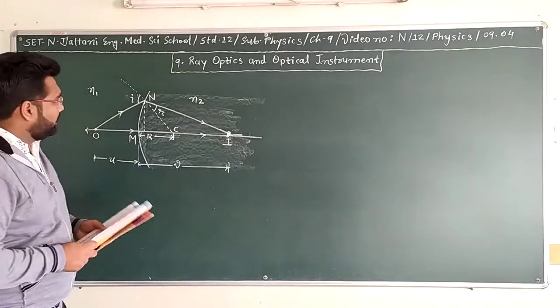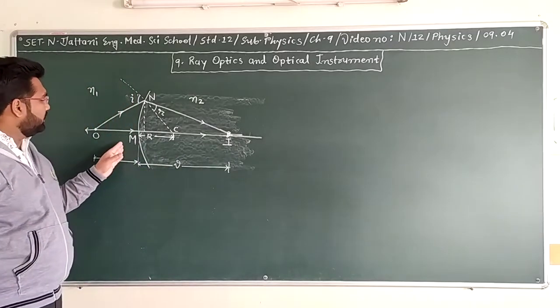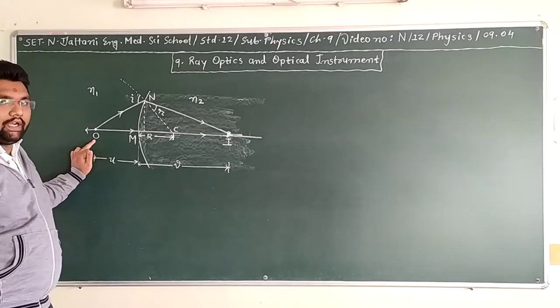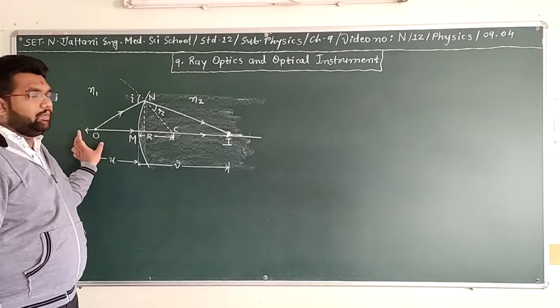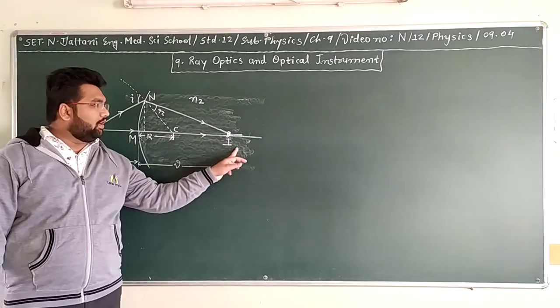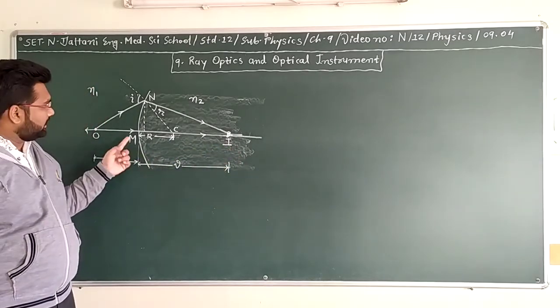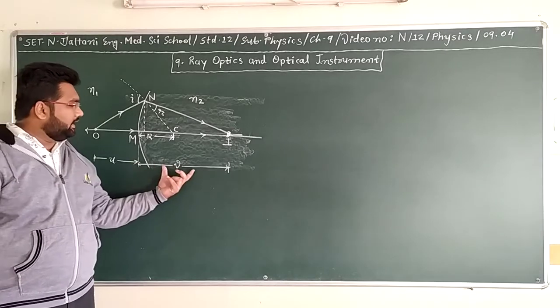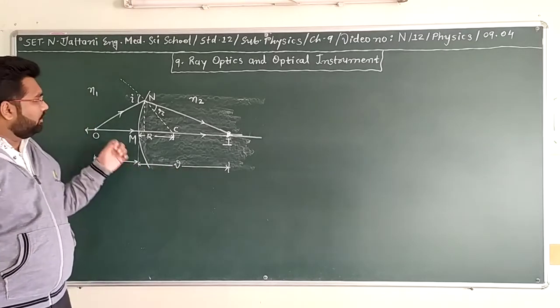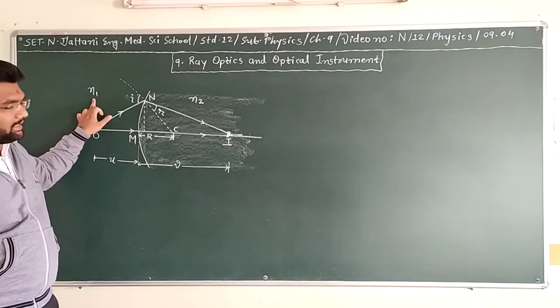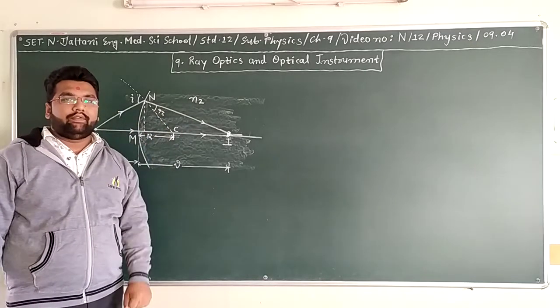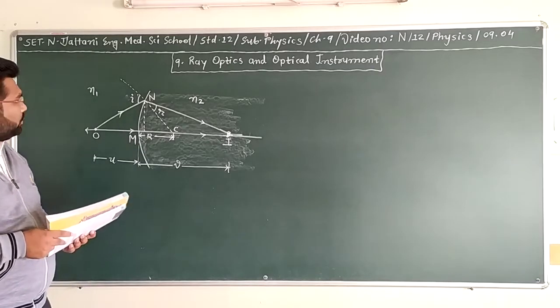So first of all we will see the figure. Here we have the object O, and the image of this object O is finally formed at I, which is at a distance V from M. We have two mediums. The first medium has refractive index N1 and the second one has refractive index N2.